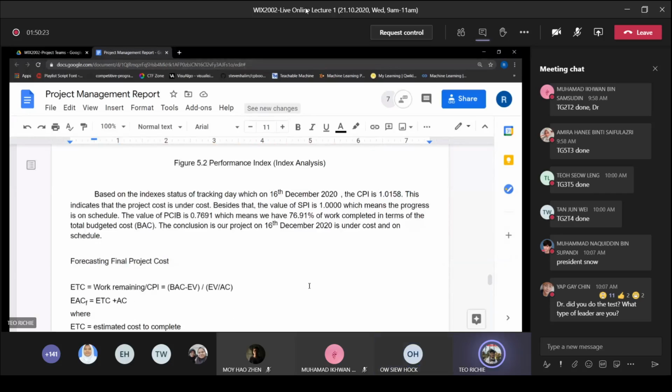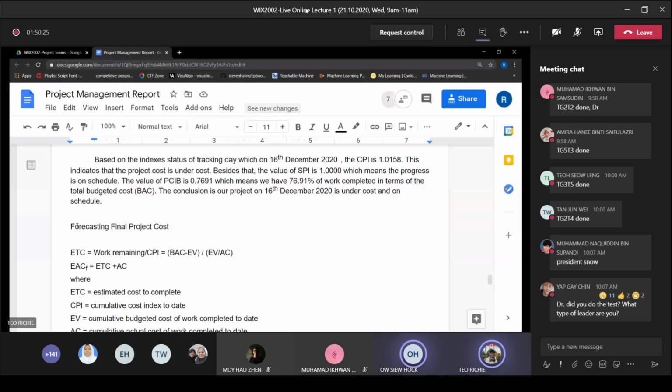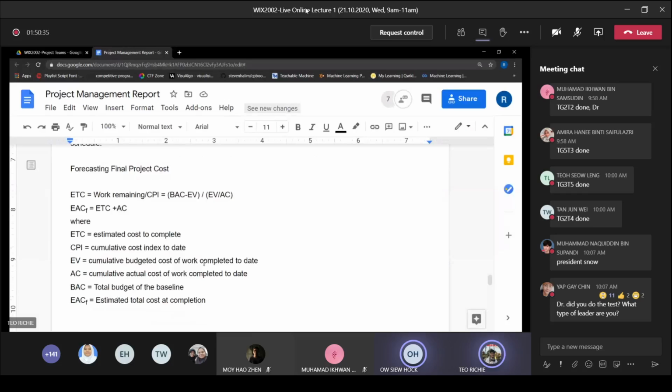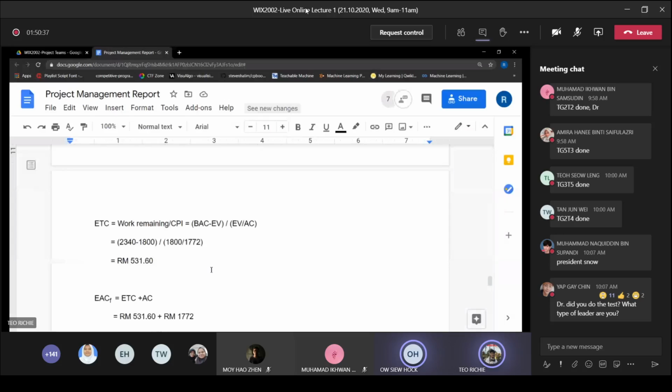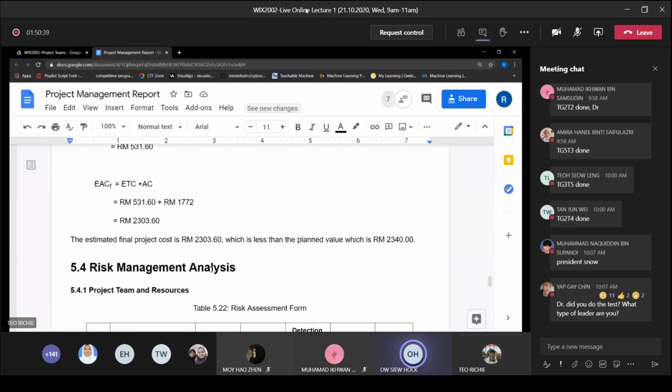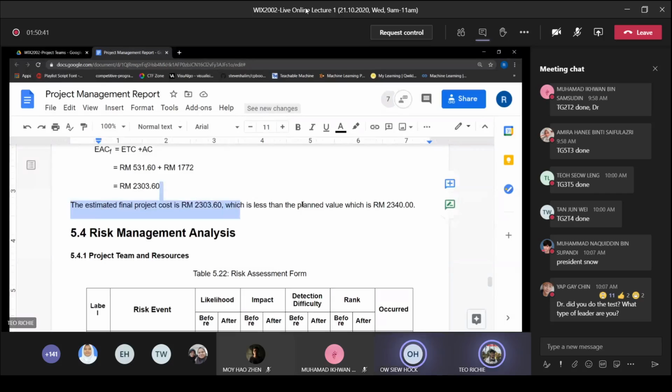Okay, so this would be the description. The estimated cost to complete, what is it? It's within the cost, the total cost of your post statement, is it? Yeah. So that means correct. Yeah, so it's 2303. The remaining amount you need to complete is 2303.60. Okay.